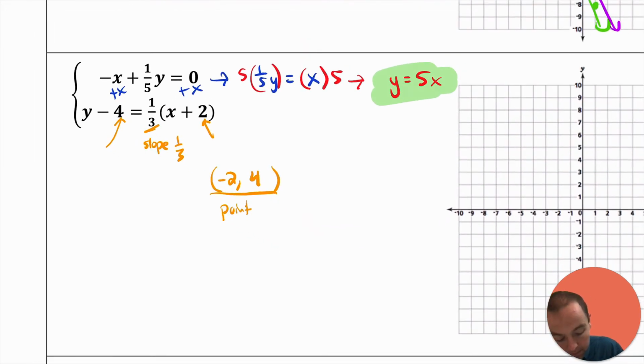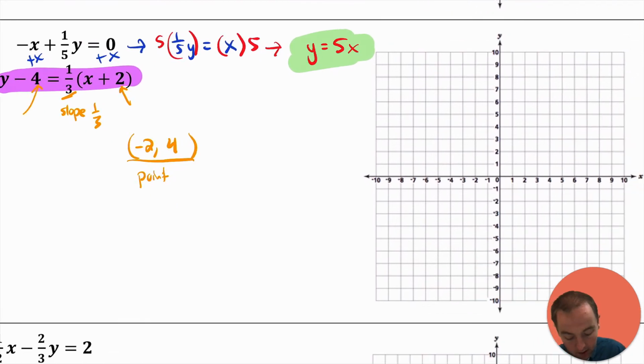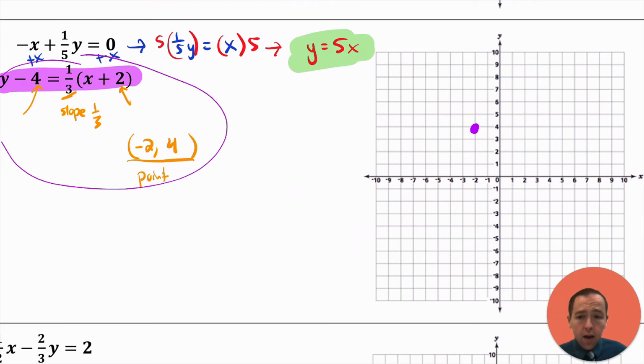So let's do this in purple again. This means that you could graph this purple line if you plot the point (-2, 4), because that's going to be a point on the line, and then just use the positive slope of 1/3 to find other points that you know are on the line, and that'll give you a nice good sketch of that purple line. So you don't necessarily have to solve for y when it's in point slope form.